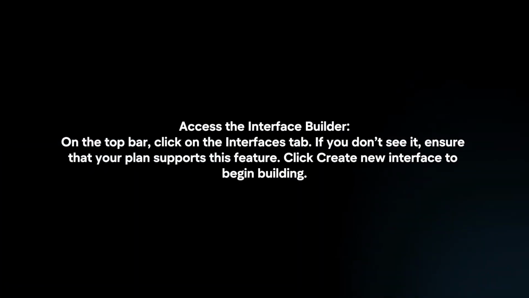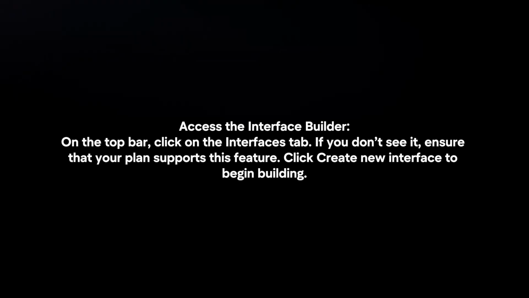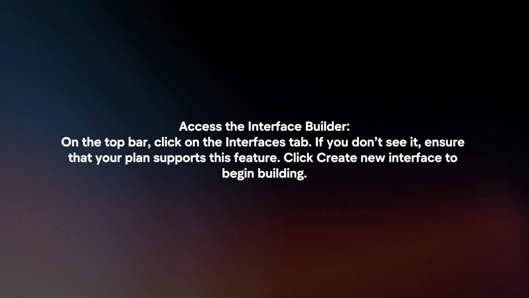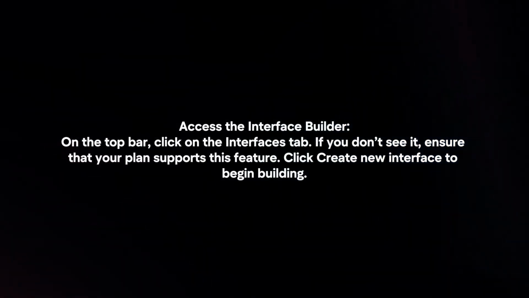Access the Interface Builder. On the top bar, click on the Interfaces tab. If you don't see it, ensure that your plan supports this feature. Click Create New Interface to begin building.